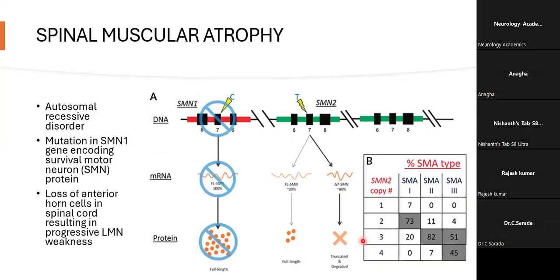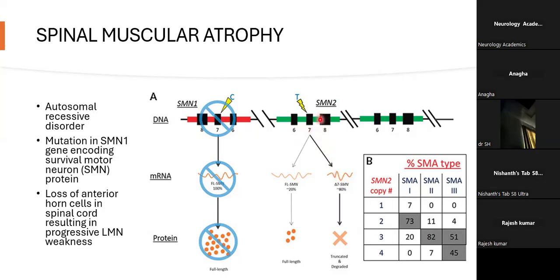So first is spinal muscular atrophy. This is an autosomal recessive disorder resulting from mutation in the SMN1 gene that encodes the survival motor neuron protein. This results in the loss of anterior horn cells in the spinal cord, resulting in progressive LMN weakness. So here, as we have seen, in the SMN1 gene there is defective production of the survival motor neuron protein, resulting in muscle atrophy. However, there is an SMN2 gene, and the action of this SMN2 gene is what decides the severity of the spinal muscular atrophy.